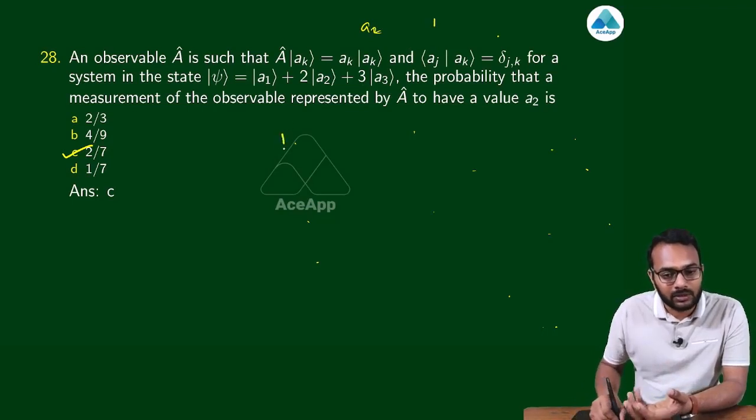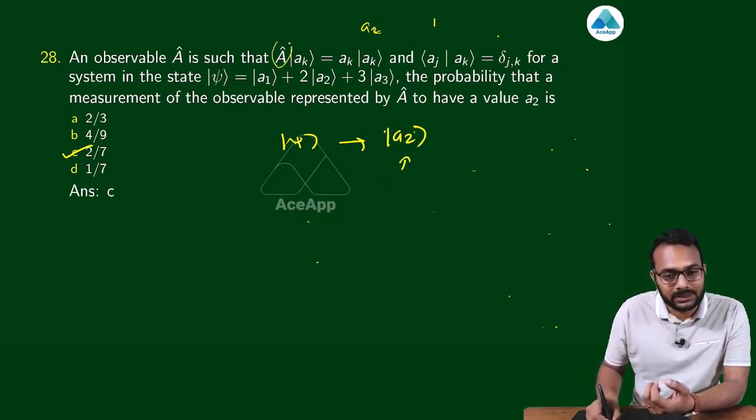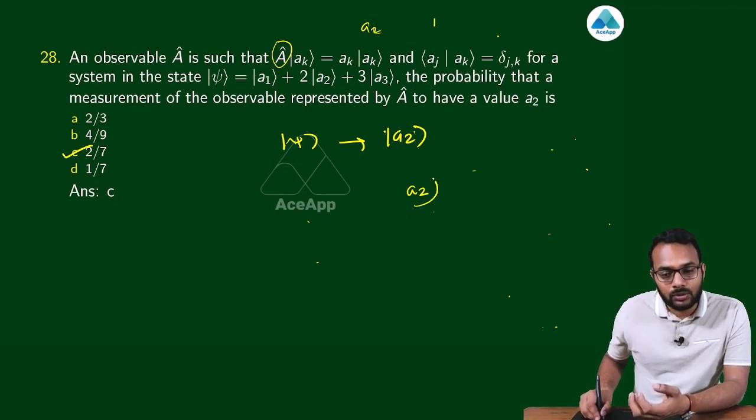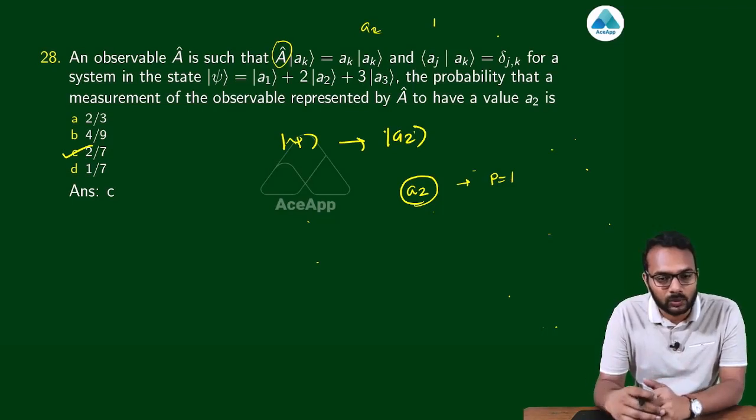That is, after the measurement, the state of the system is a2. Now again, if you measure the observable represented by A cap, it could be energy or momentum, anything, you will get the value a2 with probability 1. This is how quantum mechanics works.